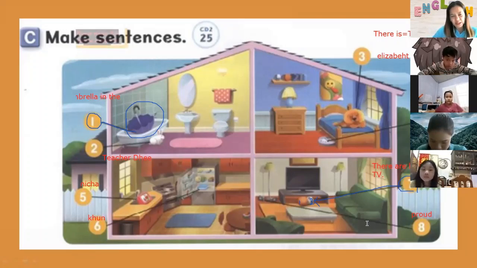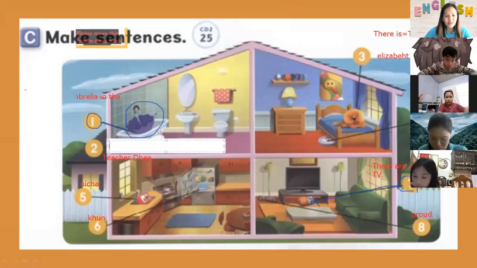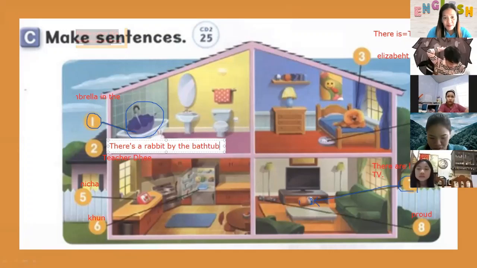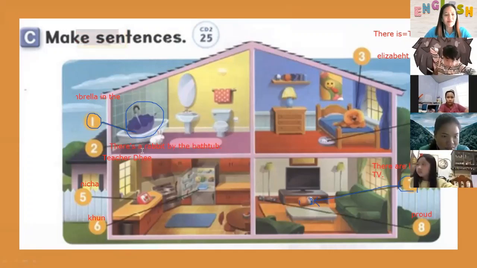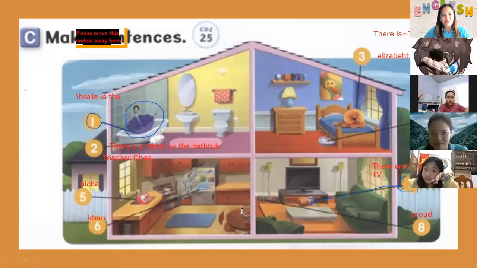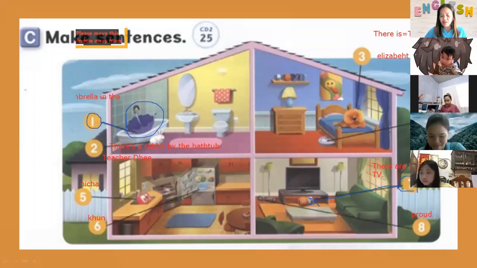Okay, Teacher D will start. There's a rabbit. Is it by or under? Teacher D got confused because if it is under, it's really under. I think by is okay, teacher. Yes, because when you say under, it's really under the bathtub. Can the rabbit fit under the bathtub? So that is the answer of Teacher D.